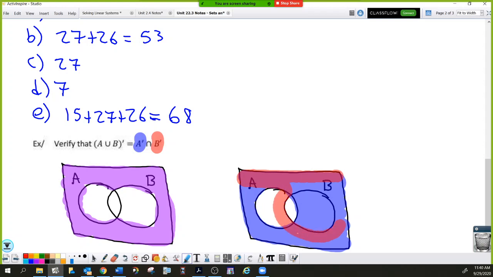Do we have colors to demonstrate this? I'll have to make it the same color. B naught. So hopefully you can see that the fuchsia and the purple colored exactly the same thing. That's how you verify that they are the same space. It's the same space shaded, Gavin.